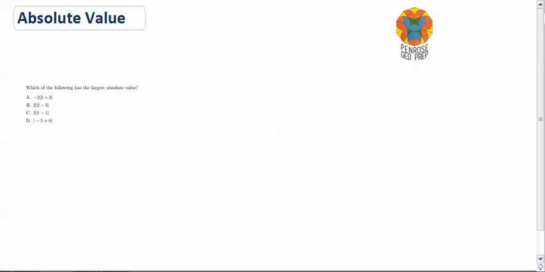In this problem, we need to look at each of the choices A, B, C, and D and figure out which one has the largest absolute value. In order to do this, we're just going to find the absolute value of each of these four choices and see which one's the biggest.